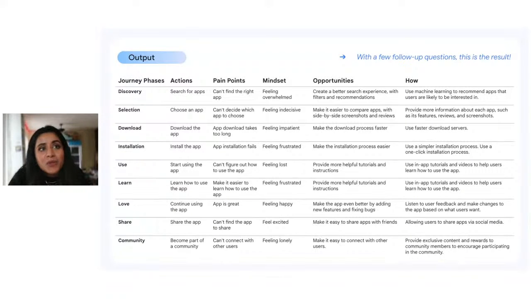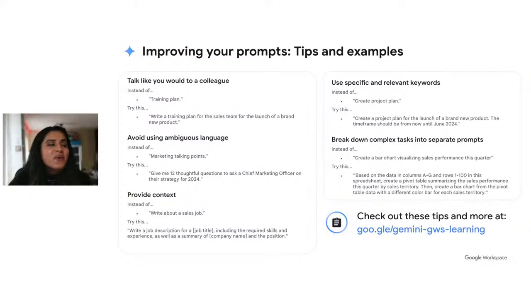For example, you can use machine learning to recommend apps that users are likely to be interested in. I really like that suggestion. I think the world is moving towards AI anyway, so it wouldn't be harmful to have AI in the products. Then it says use faster download servers, use in-app tutorials. I really like these suggestions. So this is a great output, and we learned how you can build a great output by asking follow-up questions. So let's take it back home.